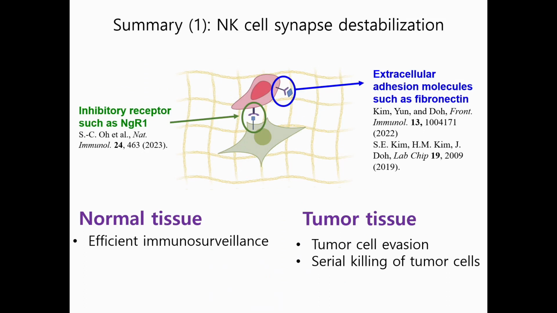So let me summarize two parts. I demonstrated two different types of signals destabilizing synapses. One is inhibitory receptors, such as NOGO receptor 1, that generate protrusions backward, outward from the synapse, but the extracellular adhesion molecules do somehow similar work. In normal tissue, this will be really useful because they can scan more cells. But in tumor tissue, it can be good or bad, because it can be used for tumor cell evasion, but it can also promote serial killing.